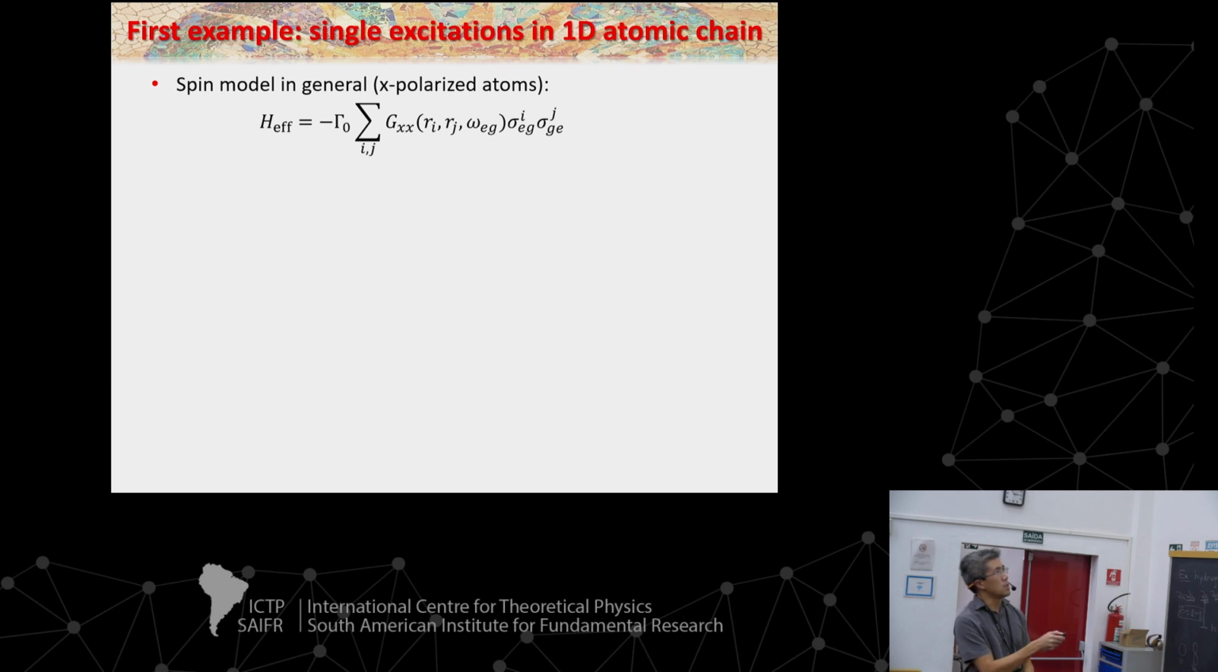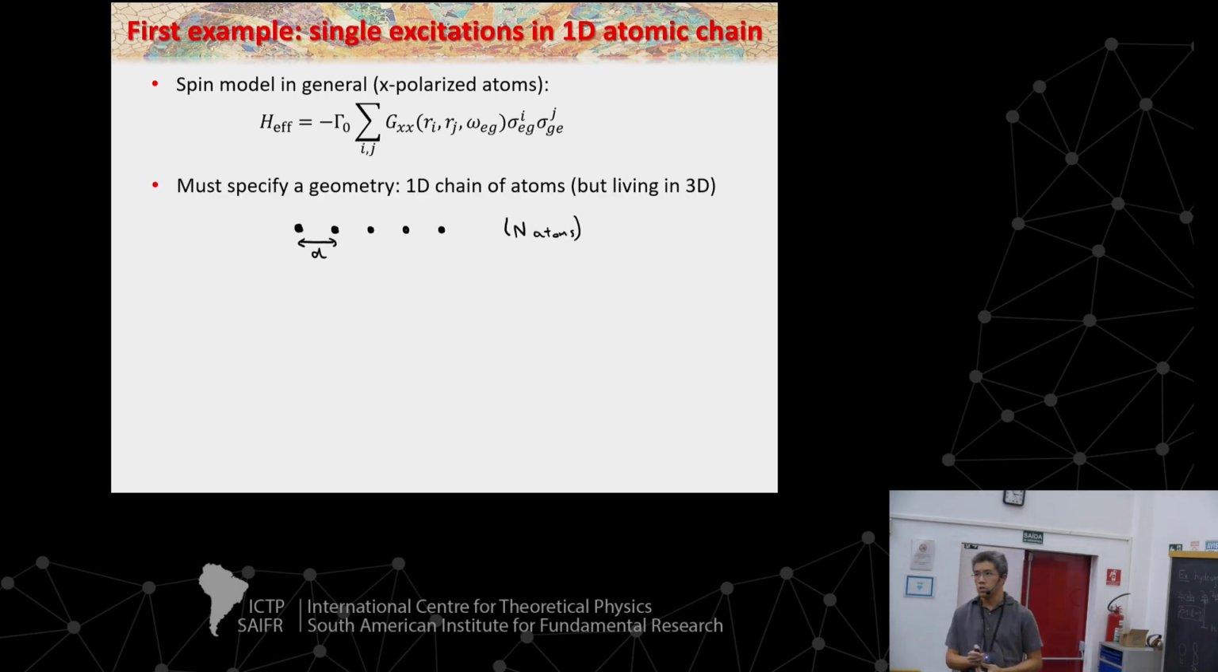Again, here's the spin model in general. In this case, we'll take atoms with a two-level transition where the dipole matrix element, or the polarization, is along x. Here's our Hamiltonian. Now if we actually want to solve any particular example, we have to specify a geometry, because this Hamiltonian has specific atomic positions. So what we literally did is we said, we live in three-dimensional space, but we'll consider just a line of atoms, a 1D chain, a lattice with a well-defined lattice constant d. And we'll let the number of atoms be finite.